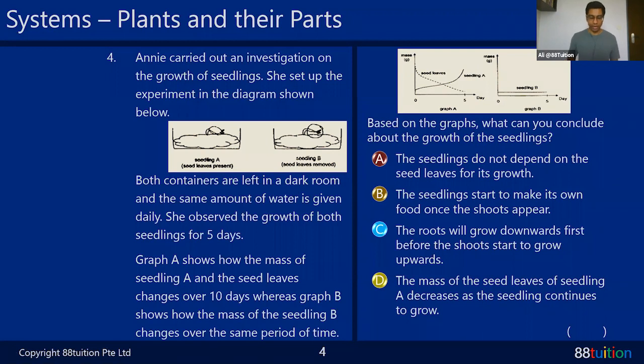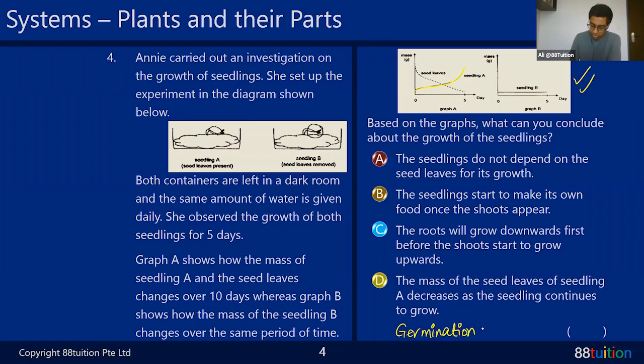Okay, this one, which is the seedling? The one that is planted here, seedling A and seedling B. One has the seed leaves removed. Without seed leaves, they cannot grow. That's why B is not growing from the chart here. So you can see from the chart on the right, it's not growing, whereas A is taking its time to grow. And the seed leaves are also reducing.